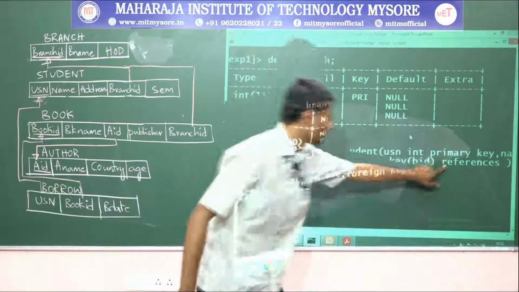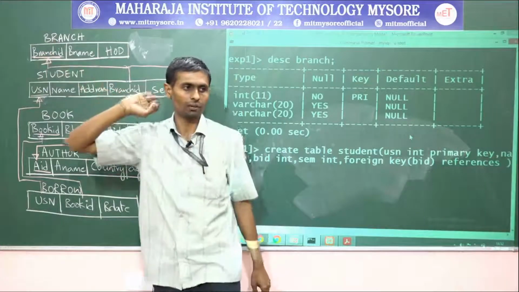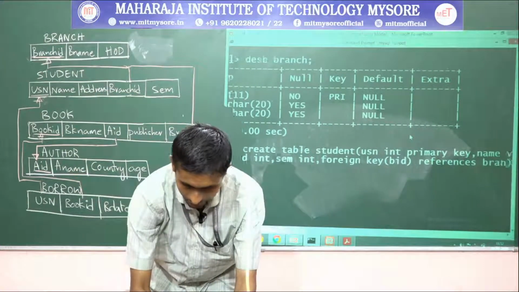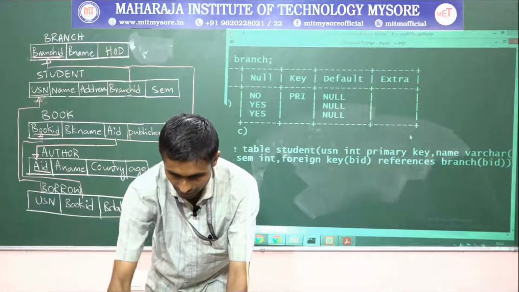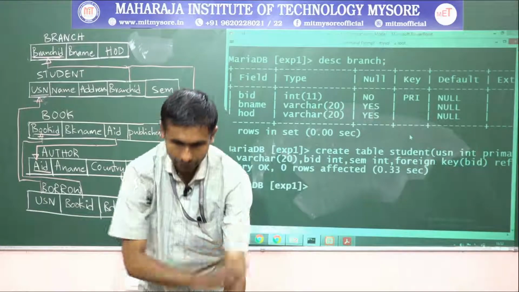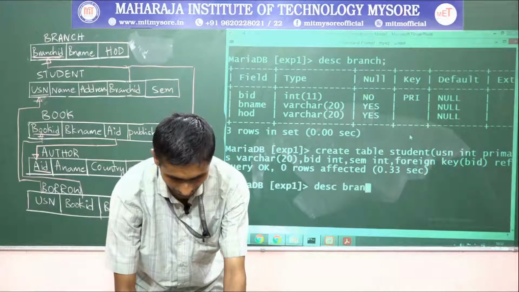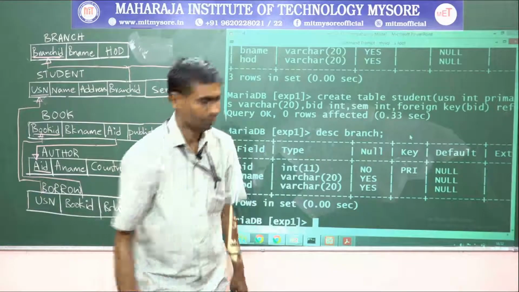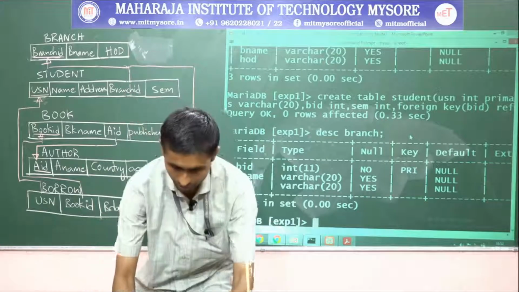It should refer where? Branch table branch ID. References branch of BID, right? So that's it. Semicolon, enter. Yes, we have done with the things. Let me go with describing. Describe student, sorry, not branch.